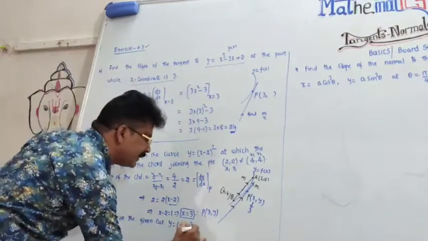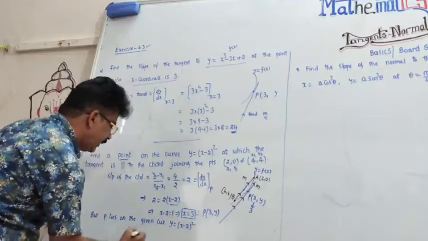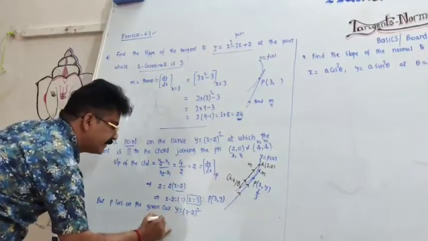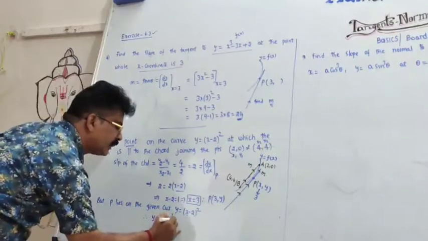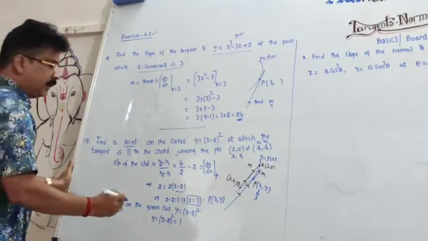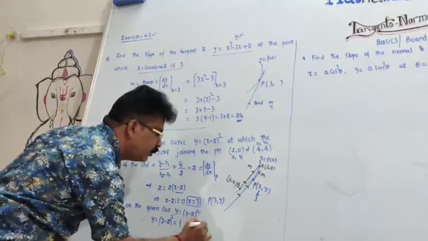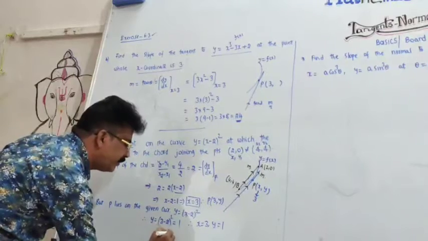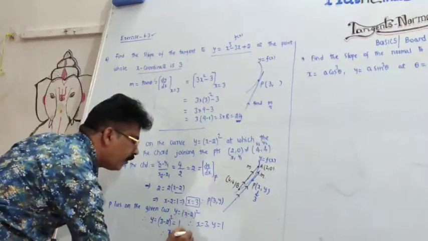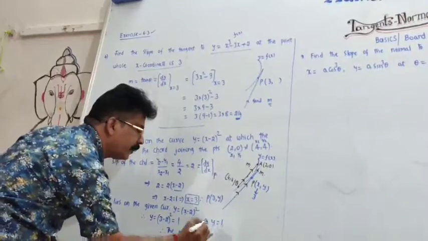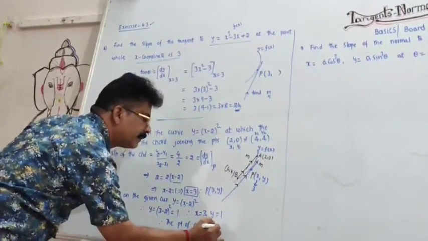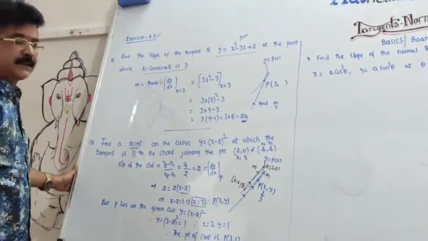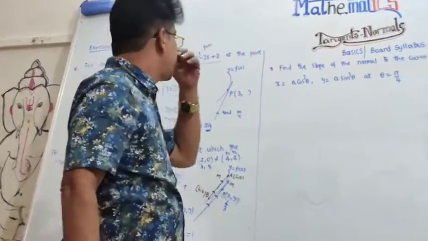Okay, so that is equal to y. Therefore y is equal to, what is x? 3. 3 minus 2 whole square, that is equal to 1. 1 whole square is equal to 1. So x value 3, y value 1. Therefore the point of contact is capital P of x value 3, y value 1. Understand? Right. Come to next question.